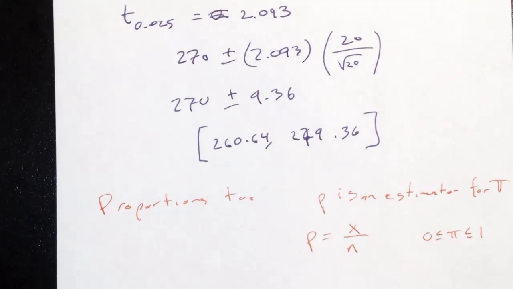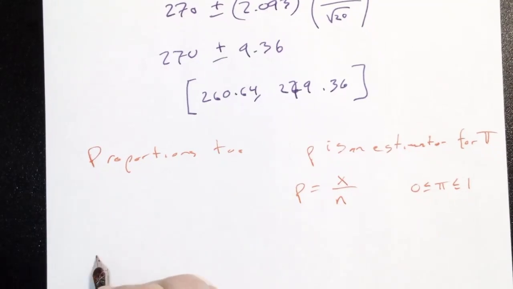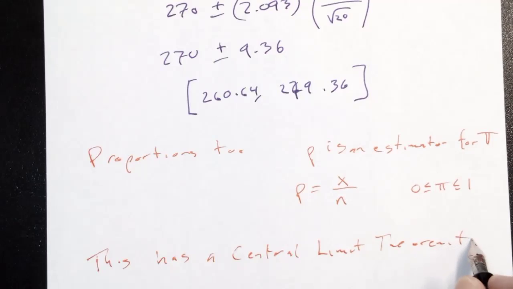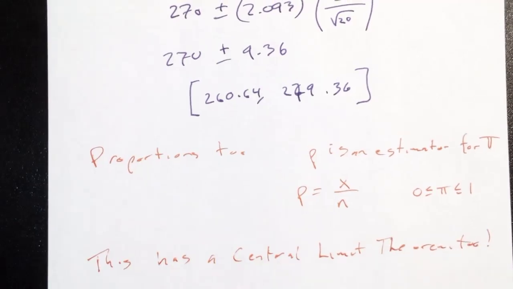Well, it turns out I can say the exact same thing here. There's a central limit theorem for proportions. As we sample larger and larger things, this starts to look like a normal distribution. And that means I can use z-scores for dealing with proportions.